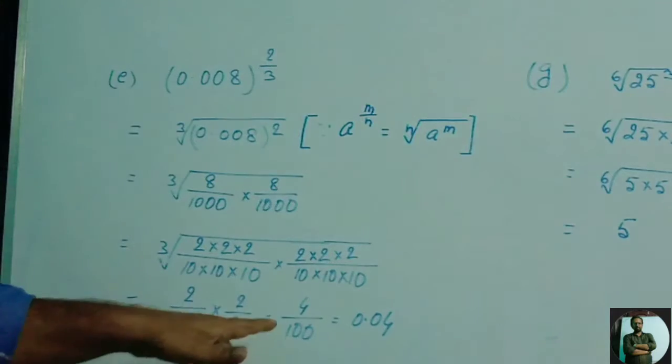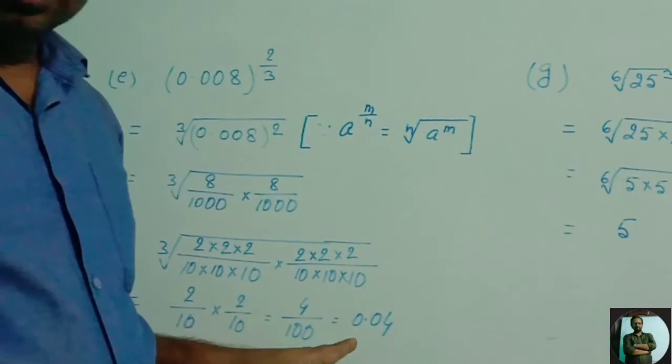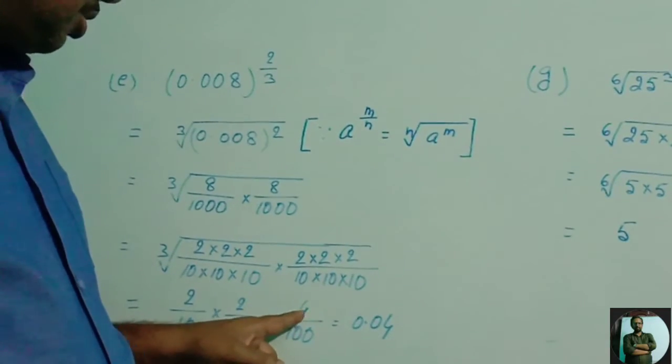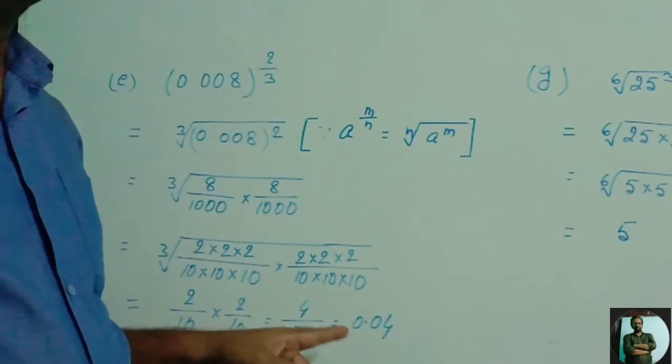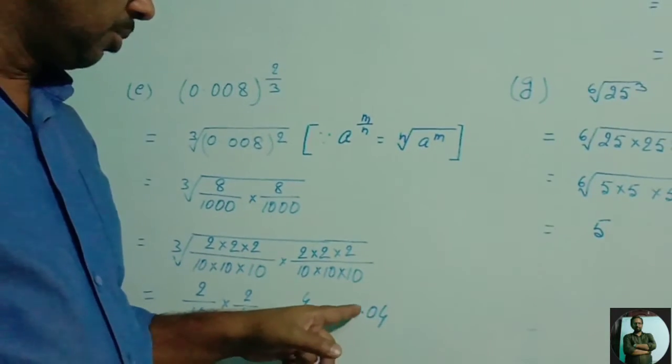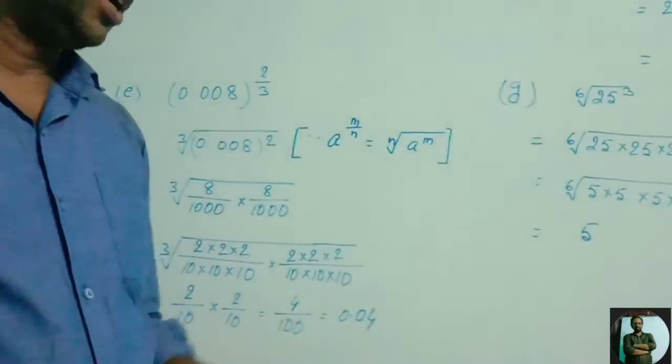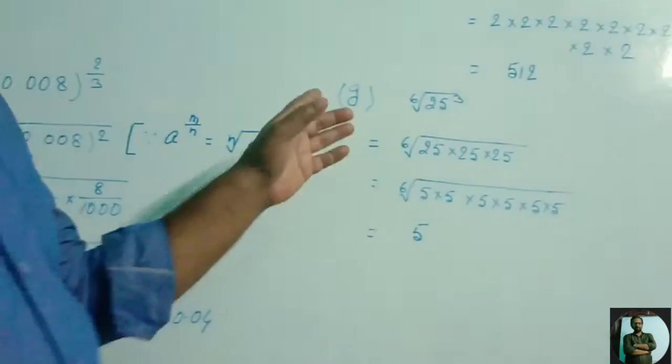4 by 100. Now I change it into decimal. That is decimal after 2 digits. Here there is only one digit, so to make it two digits, we will keep 0. So this became 0.04. That is the answer. Now we come to question number Z.